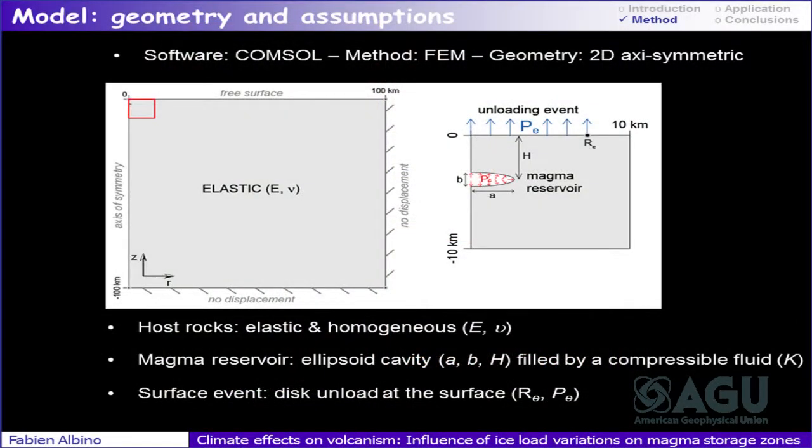So, if I just move on, this is a sketch to illustrate my modeling. So, I have an elastic medium considered as homogeneous and isotropic. And I model the magma reservoir as an ellipsoid cavity. I apply at the surface an unloading event and calculate the stress change around the magma reservoir.